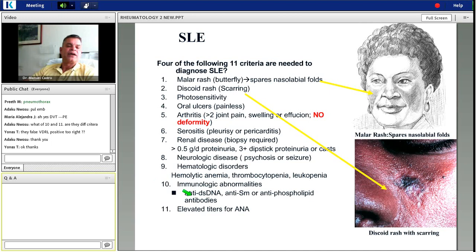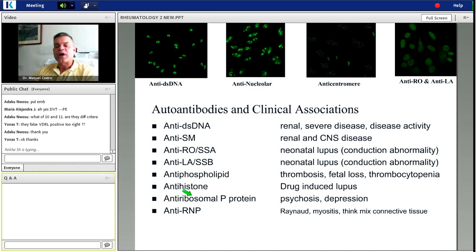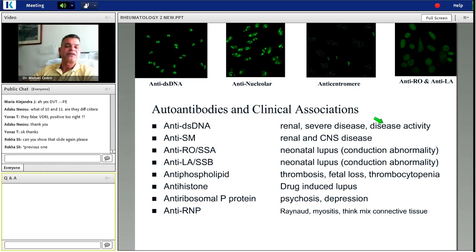Let's talk a little bit about the different types of autoantibodies and the clinical association of these autoantibodies in a patient with SLE. Remember, anti-double-stranded DNA is associated with renal disease, okay? It is usually seen in severe cases of the disease, okay? And it correlates with disease activity as well, okay? It is very specific for SLE, okay?